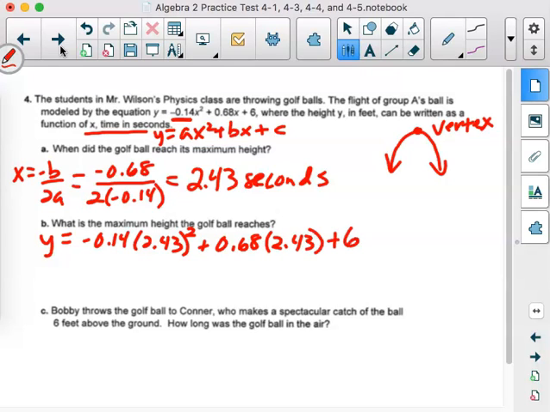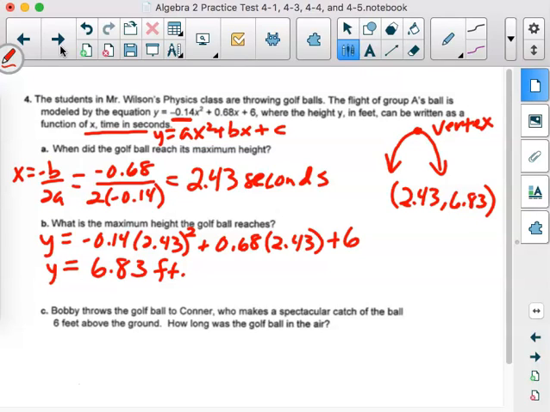And I can just use a calculator to crank that out. So if you use the parentheses and put it in the calculator exactly like that, it comes out to 6.83 feet. So the vertex is where all this came from. My vertex is at 2.43 and 6.83. That answers questions A and B.